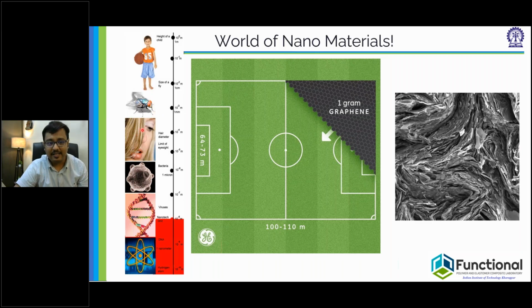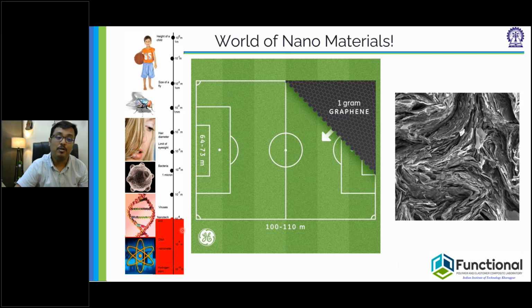A human hair is around 10 to the power minus 4 meter. And when we go even further down, there is DNA, which is considered the basic building block of any human being. Those DNA elements are of the order of 10 to the power minus 9 meter.